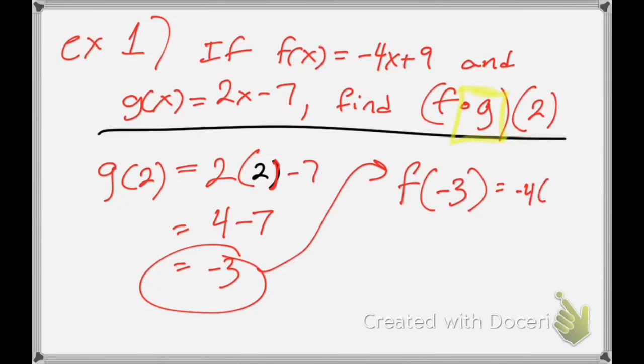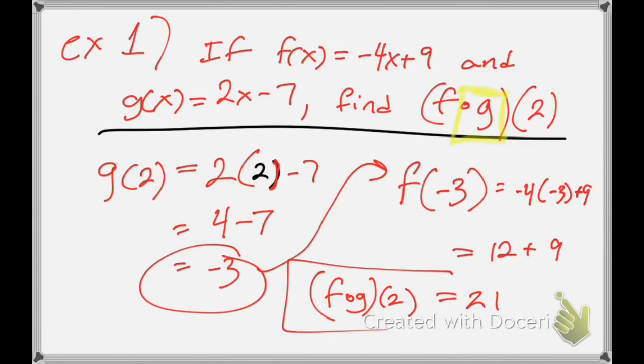So negative 4 times negative 3 plus 9, that gives me 12. Negative negative makes a positive. 12 plus 9, which gives me 21. So my composite function, f of g of 2, is equal to 21. So that's how you evaluate your composite function.